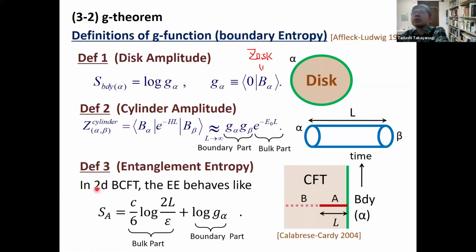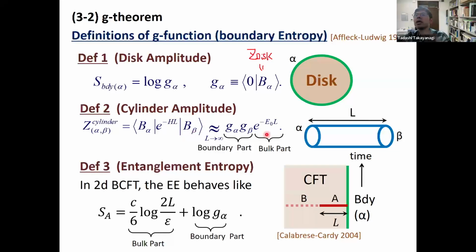And in other words, this is equivalent to the following one. This is a cylinder amplitude. So you take a cylinder with boundary conditions alpha and beta. Both are conformally invariant. And this is computed by sandwiching two different boundary states with some propagator. Right? And this is a time evolution. You get this Euclidean time, exponential of minus L times H, where H is the Hamiltonian and the Euclidean time is L.